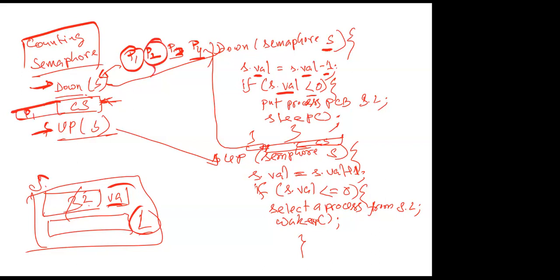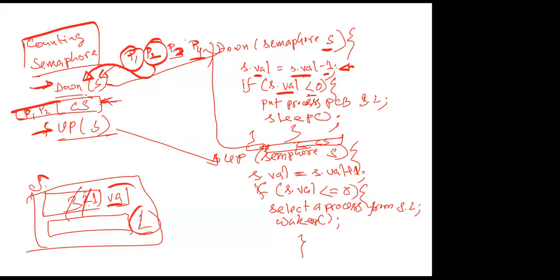It calls the down function again. What will the down function do? It will decrement the semaphore value, making it 1 from 2, and then check whether the value is less than 0. No, it is not less than 0. So process P2 will also enter the critical section.